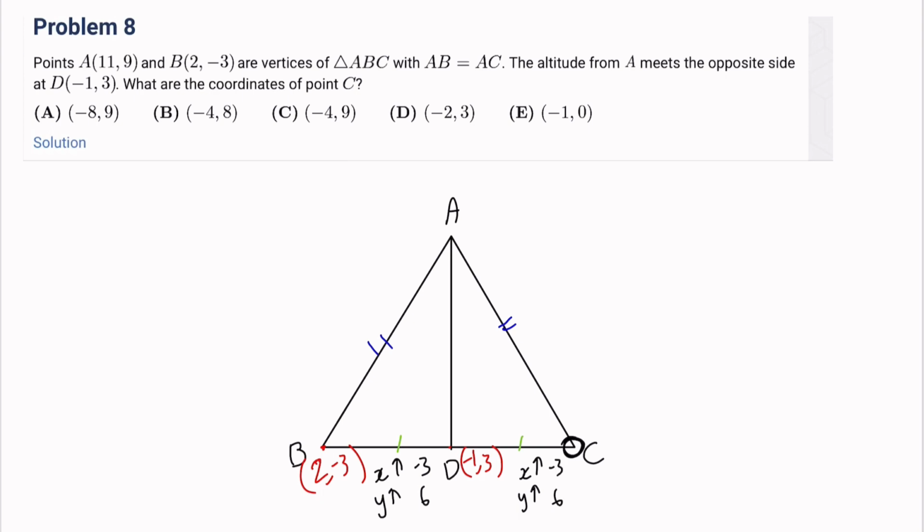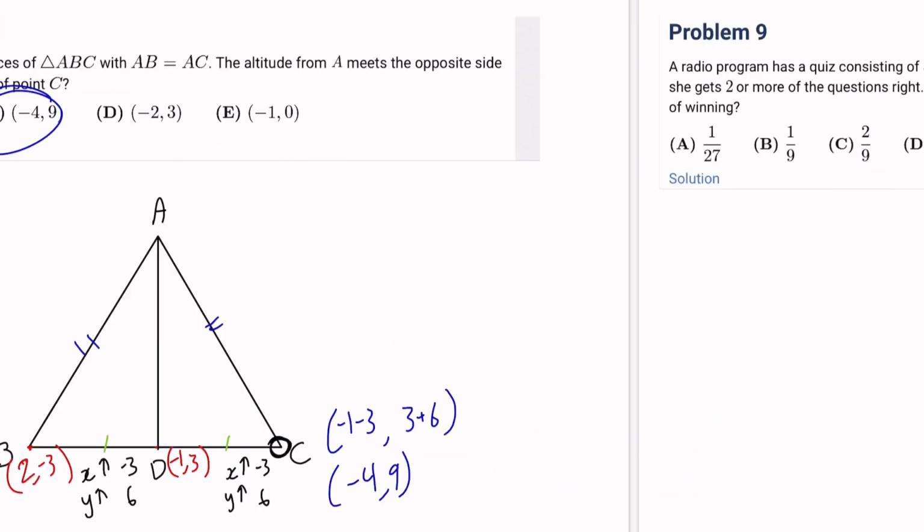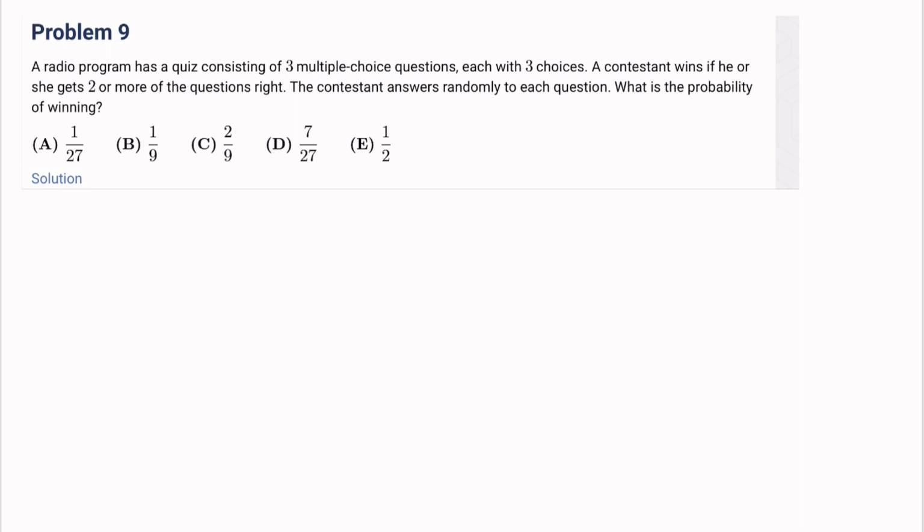And so C will be -1 minus 3, comma 3 plus 6. So this is (-4,9). So the answer is (-4,9). It's C.